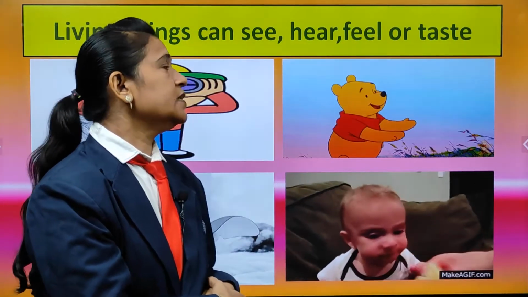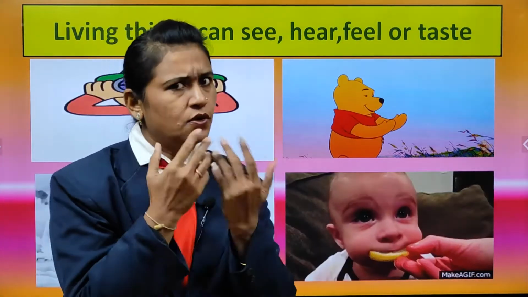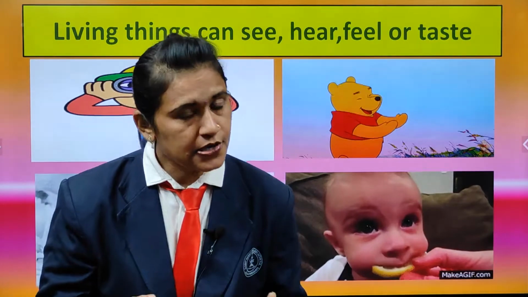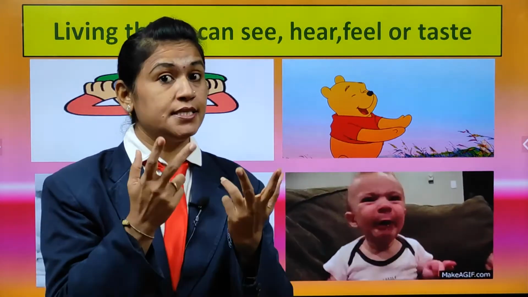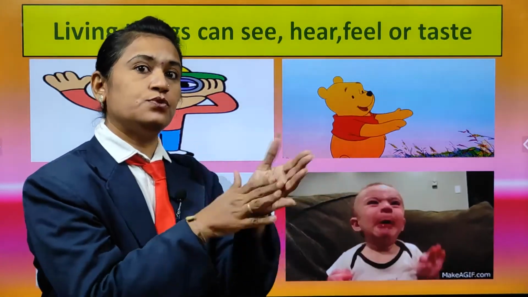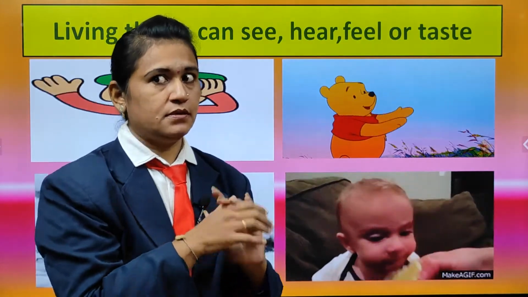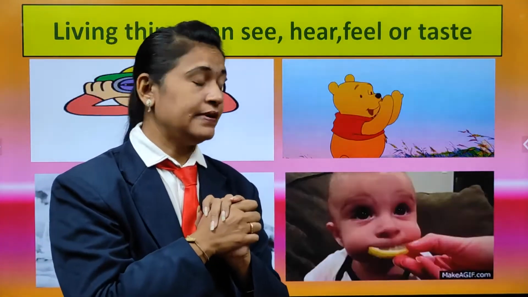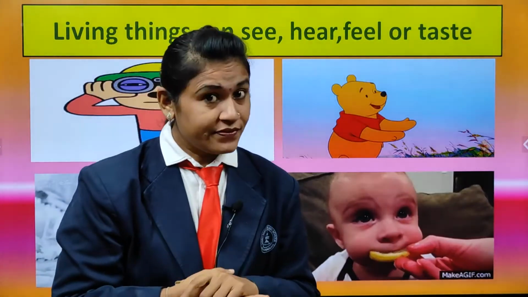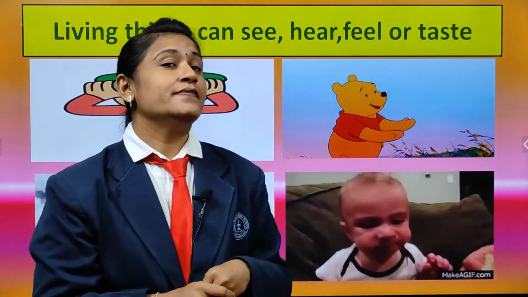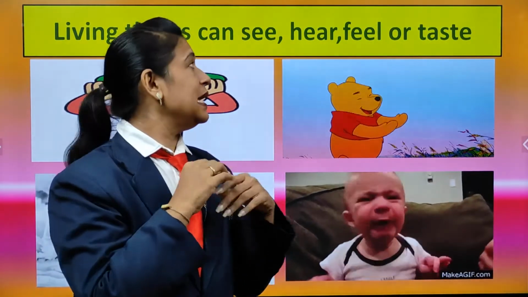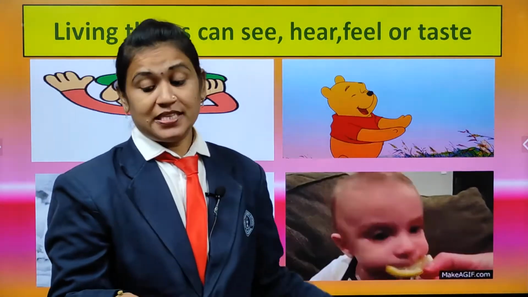Living things can see, hear or taste. Living things can see. We all can see. Birds can see. Yes, birds also can see. Animals can see. Yes, animals also can see. So living things can see. Living things can hear also everything. Birds also, if you do like this, it will start flying because it will hear the sound. Oh, somebody came, so it will start flying. And living things can taste also. Anything, then you will make faces, no? Sweet, then nice. So living things can taste also. Living things can see, hear, feel and taste. These are the things which living things can do.